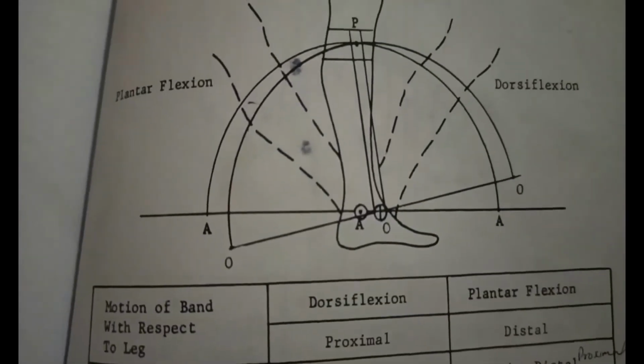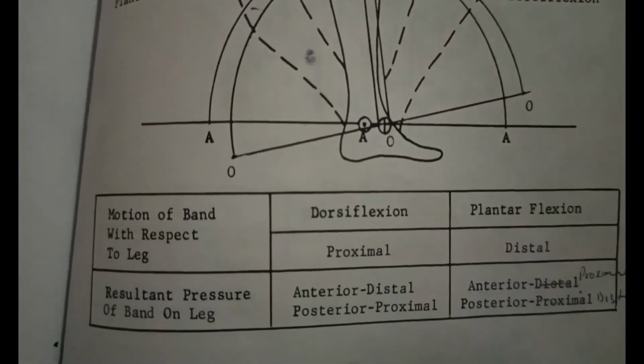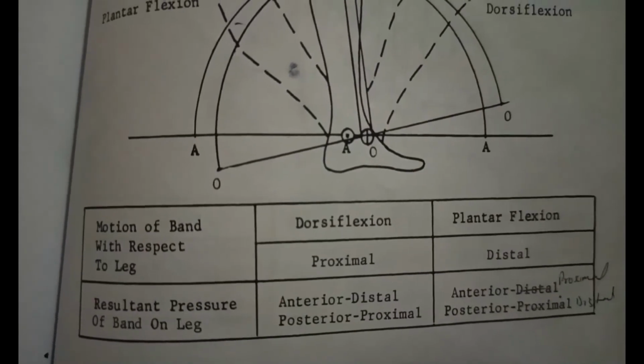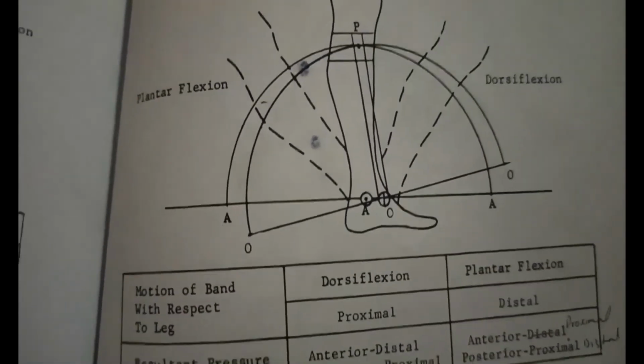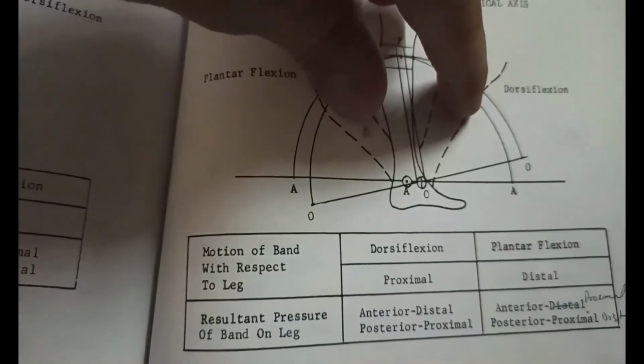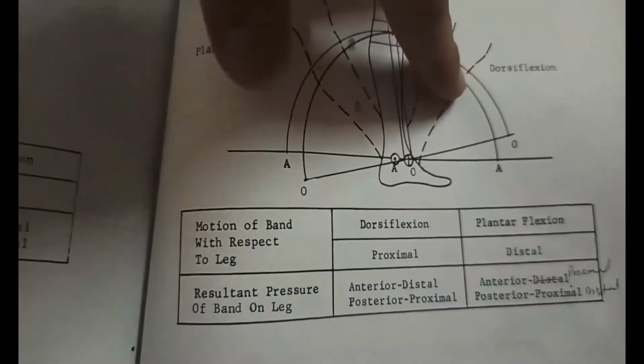For the pressure distribution, first I read the box. In dorsiflexion, the pressure will be anterior distal and posterior proximal. For this, consider my finger as the band end, where my finger is the anterior end and my thumb is the posterior end.